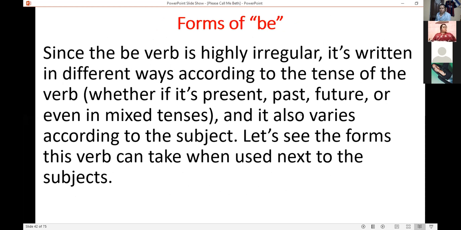Next, Nancy, can you read this part, please? Forms of be. Since the verb is highly irregular, it's written in different ways according to the tense of the verb, whether it is present, past, future, or even in mixed tense. And it also varies according to the subject. Let's see the forms this verb can take when used next to the subject. Good. Remember, what is the subject? Do you have any idea what the subject is? Anybody? Do you know what sujeto is? Tell me one example.